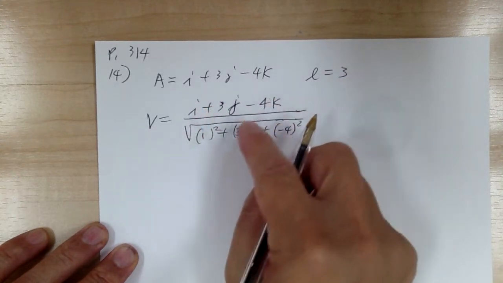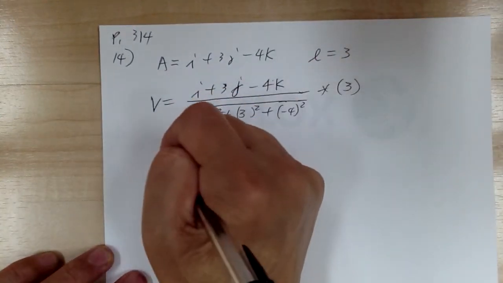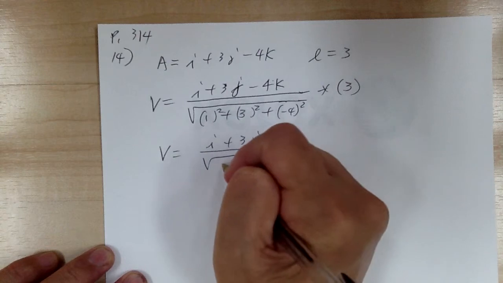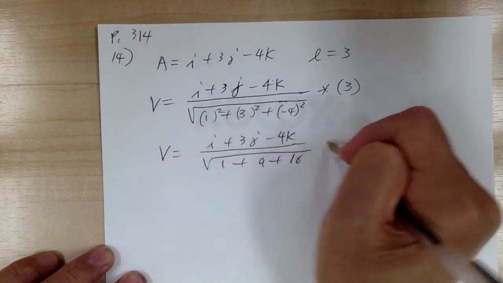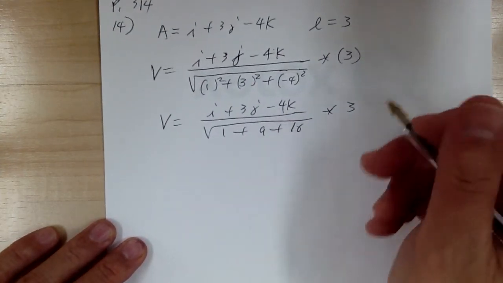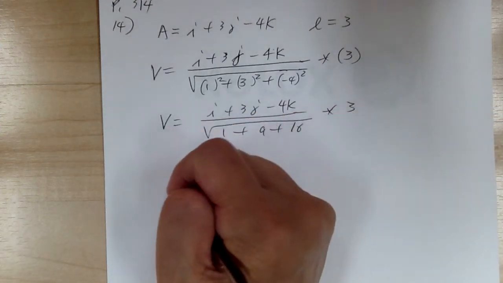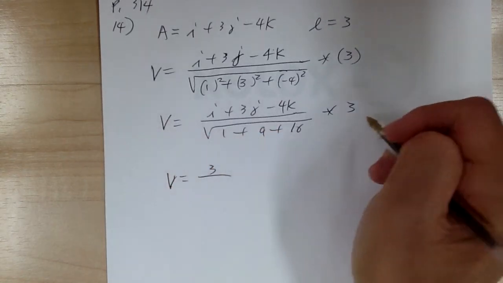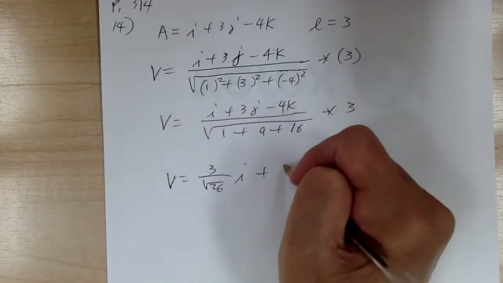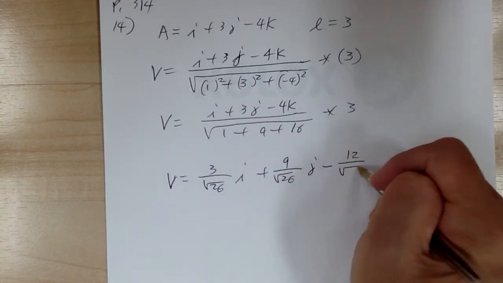So you can get the direction, divide by the length to get a length of 1, and now you have to multiply by 3 to get the length of 3. One plus 9 plus 16, times 3. Okay, so you're going to get 3 over square root of 26 i plus 9 over square root of 26 j minus 12 over square root of 26 k.